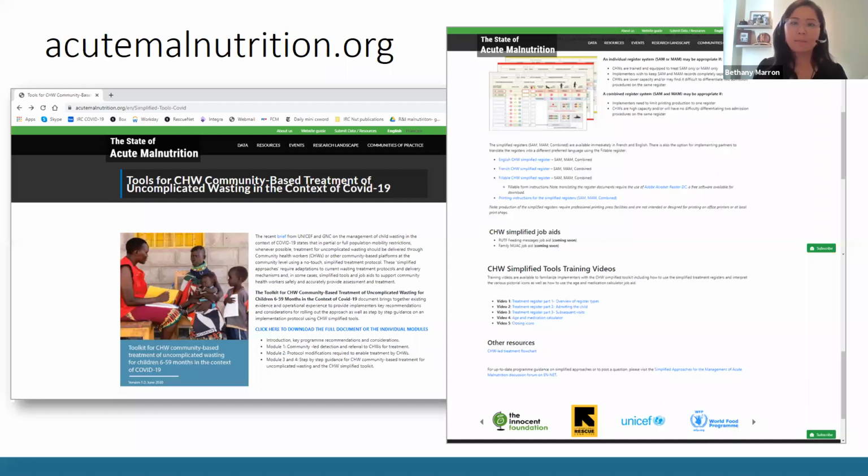Okay, so we're already on the next slide. Again, this is just another mention that the tools can be found on the State of Acute Malnutrition website, along with the protocol document, which is all the modules we've been referencing, as well as some YouTube videos or short video clips, which describe the tools in more detail.